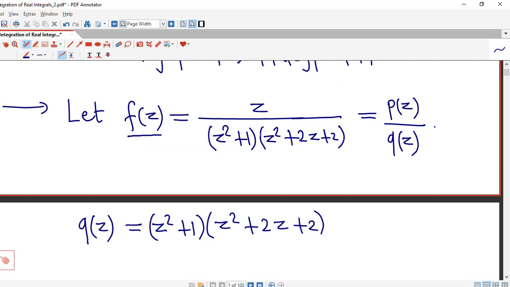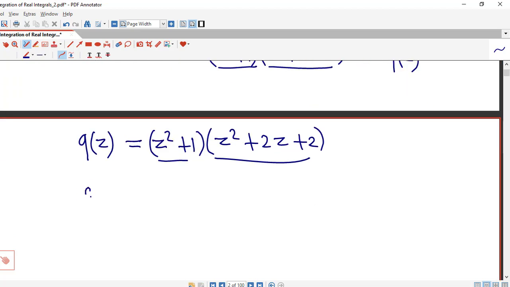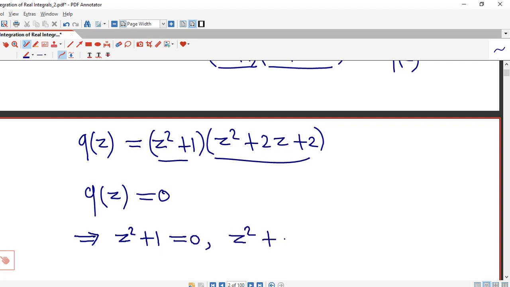Because f of z is a rational function, the poles of f of z are nothing but the zeros of this denominator polynomial, which is q of z. So the values of z for which q of z will be equal to 0, we are interested in those values. So now we try to solve this equation, q of z equal to 0. This is possible if z square plus 1 is 0 or z square plus 2z plus 2 equal to 0.